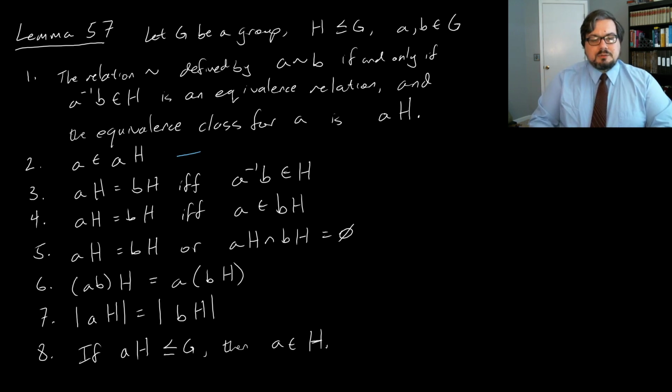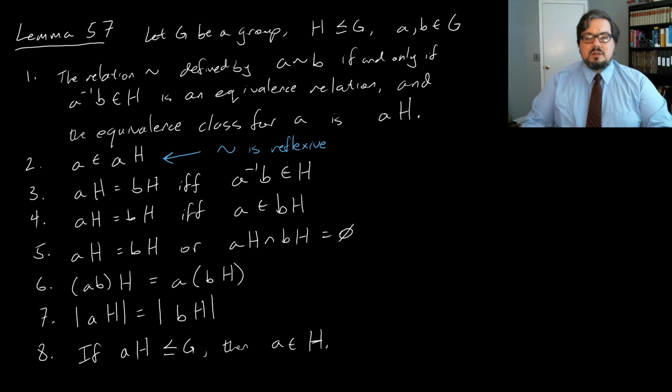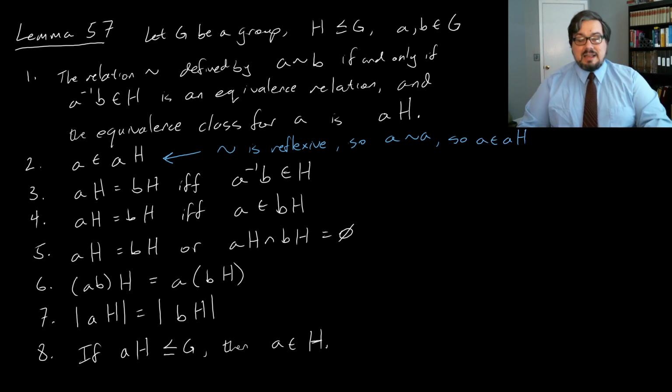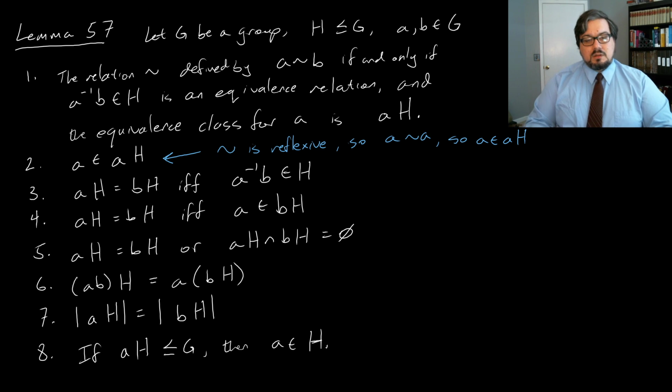Then part 2 comes from the fact that tilde is reflexive. So that means that A is related to A. So that means that A is in the equivalence class of A under the relation tilde. All right, part 3, AH equals BH if and only if A inverse B belongs to H. So this is the definition of the equivalence class.